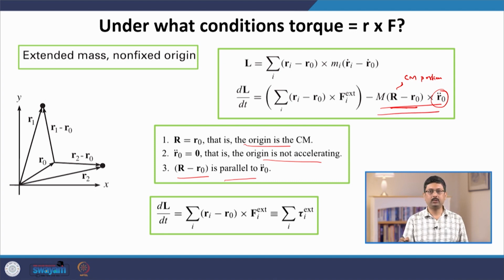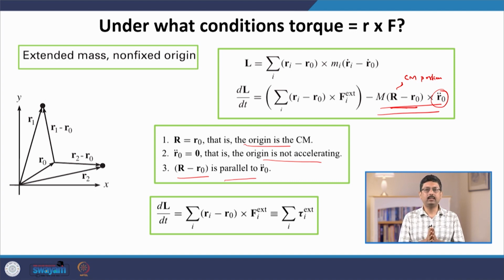In that case, the cross product itself will be 0, and we end up with the relation that the rate of change of angular momentum is equal to the total external torque, that is r cross F. This is something that is usually not highlighted in textbooks, so I just wanted to mention it.